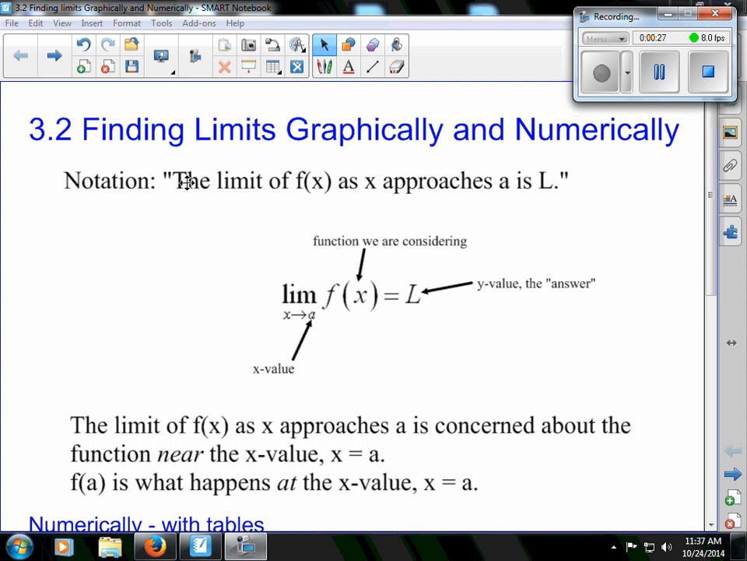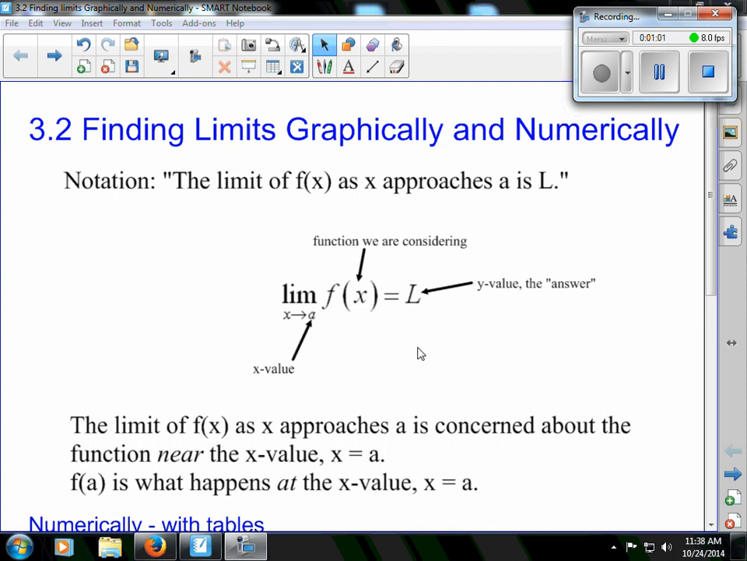We read the words, the limit of f of x as x approaches a is L. Those are the words that we read. That is the English. Here below we have the math. LIM, that's short for limit, x approaches a. So the limit as x approaches a of f of x. We always have to have an of. Equals will always mean is L.